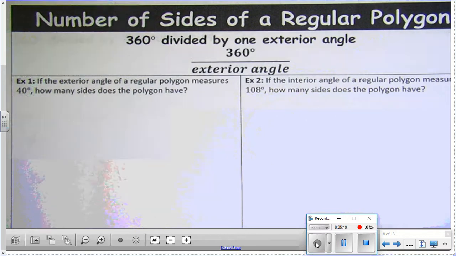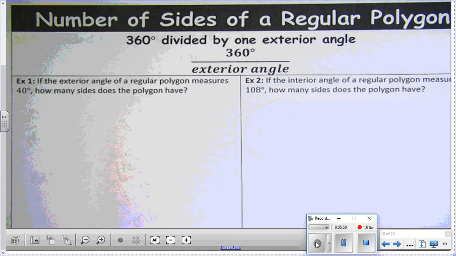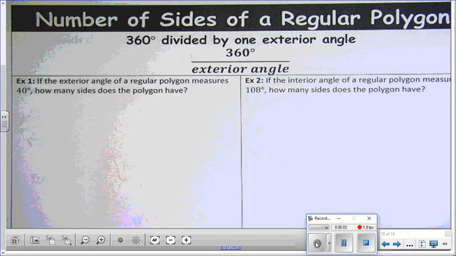Alright, so in this one, we're going to find the number of sides of a regular polygon. So in order to figure that out, we just do 360 degrees divided by the one exterior angle, and that'll tell you how many sides you have.